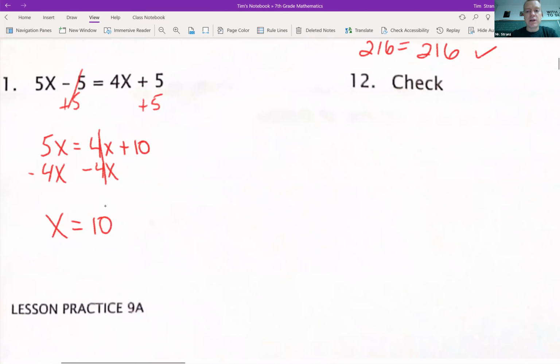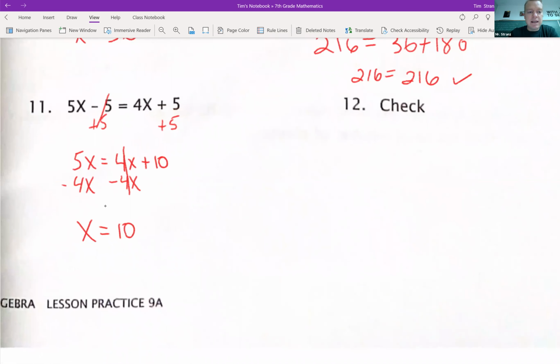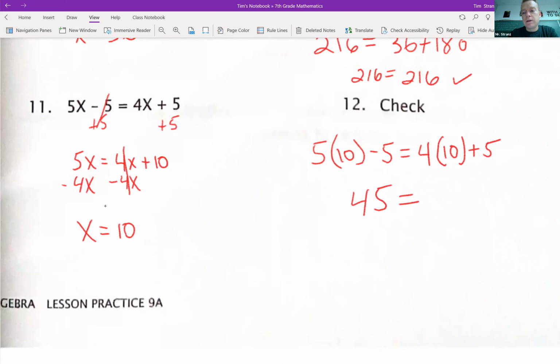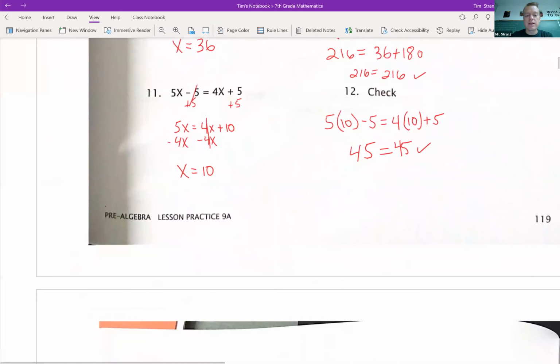Over here, if I need to check my work, I'm going to just put 10 in for every time I see x over here. So I got 5 times 10 minus 5 equals 4 times 10 plus 5. Okay, 50 minus 5 is 45, and 40 plus 5 is 45. You can see that that matches up, so it is correct.